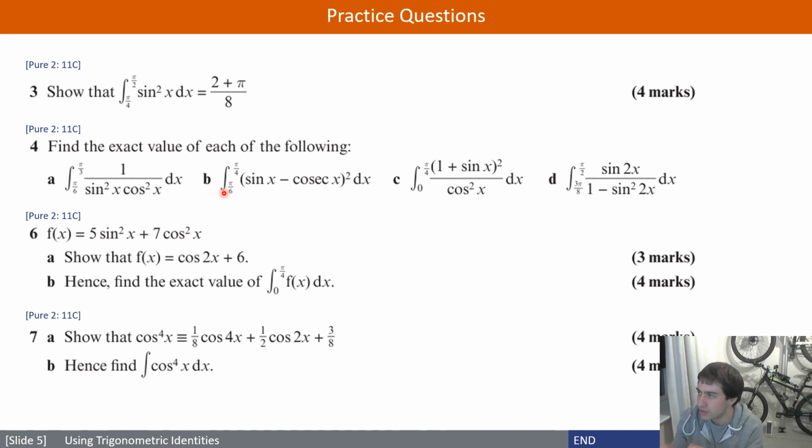However, I do think they are sufficiently different that it's worth trying all 4 of them if you're making good progress. So give those a go, pause the video and see how you do. Ask me for help if you need it.